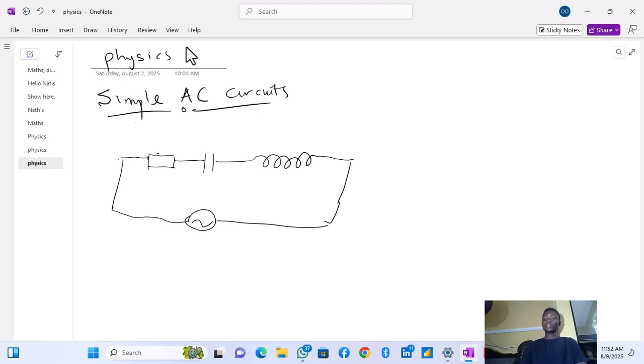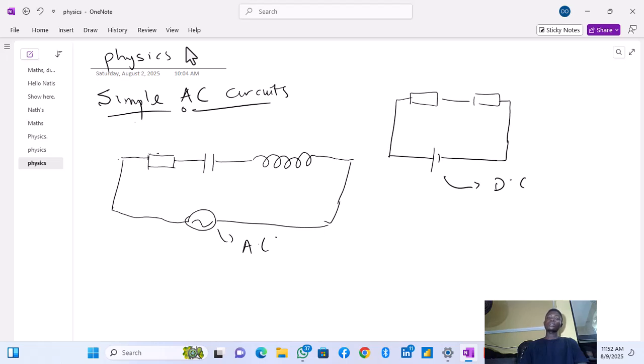So you know that unlike DC circuits, where you can have resistors, for instance, something like this, and these connected together, and it will be connected to a cell or a battery. This is a DC circuit, and because this is a DC source, you get a steady current. But this is an AC source. AC means alternating current. So according to the name, it's very easy to define what an AC is, because you'll have just alternating current.